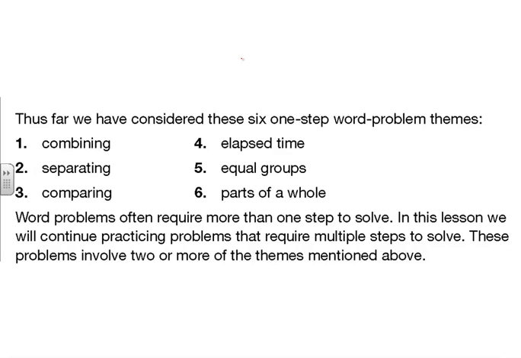So far we've worked with one-step word problems involving combining, separating, comparing parts of the whole, elapsed time, equal groups. Often, though, problems require more than 1 step to solve. In this lesson, we're going to use multiple steps to solve word problems. These problems are going to involve 2 or more of those methods, like combining, separating, parts of the whole. But I think that for the most part, you will get it. I think the hardest thing that you'll have to remember from this lesson is that mean means average.